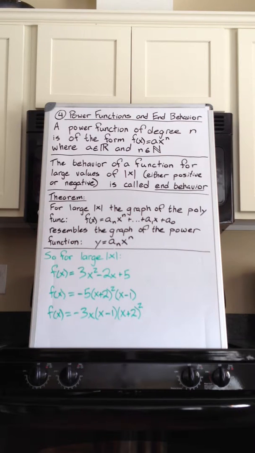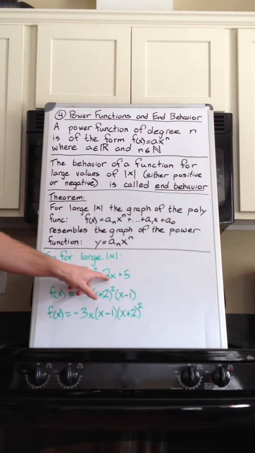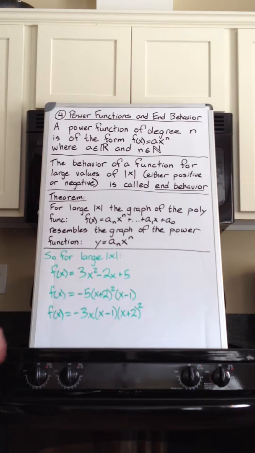So if we had x cubed plus 2x plus 3, or let's look at this one here. We have 3x squared minus 2x plus 5. Our largest exponent here is 2, x squared. The coefficient of that is 3. So what I'm going to do for these three is write down the power function that approximates these polynomial functions at the ends. So the ones that approximate the end behavior of these three.